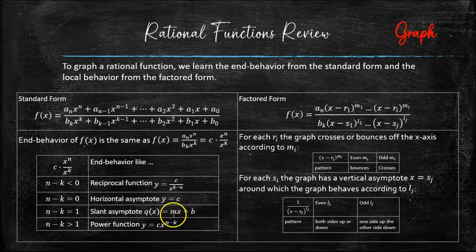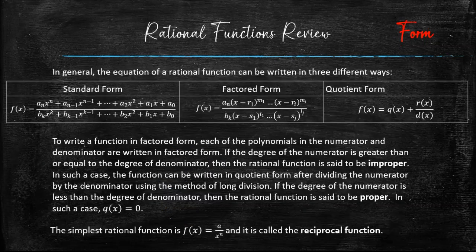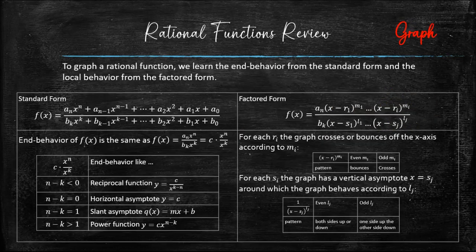How do we find this m and b? We actually find them from this mx plus b thing that will pop up right over here. So when you have a slant asymptote is when you have your quotient to be of degree exactly 1. So again, all 3 forms come really handy when you need to graph a rational function.